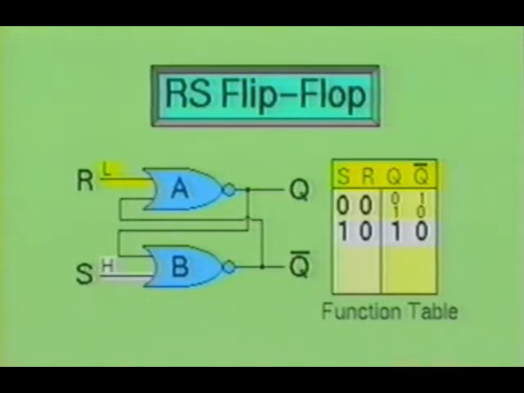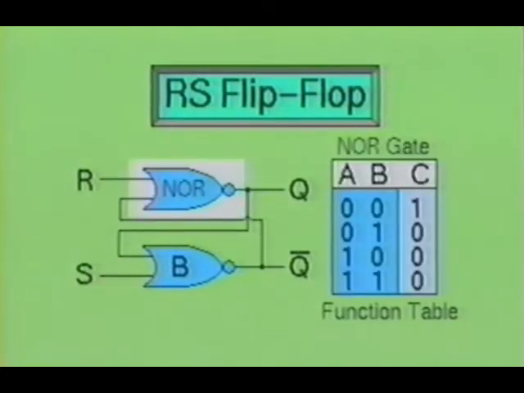The truth table shows that when the reset is low and the set is high, output Q will be high and output not Q will be low. To understand how this happens, you must first know and understand the truth table for the NOR gate. Basically, any high input will cause a low at the output, and when both inputs are low, then the output will be high.